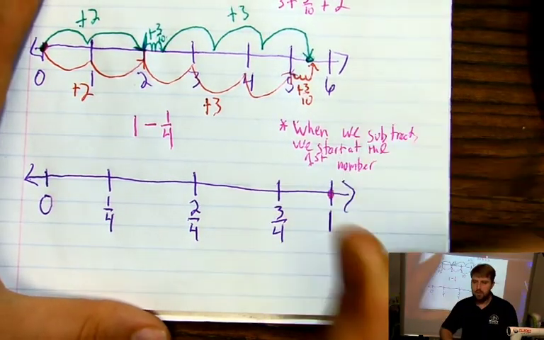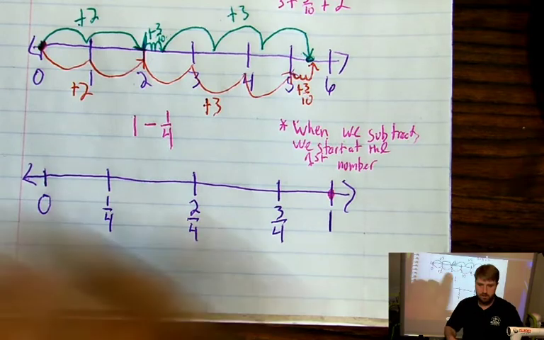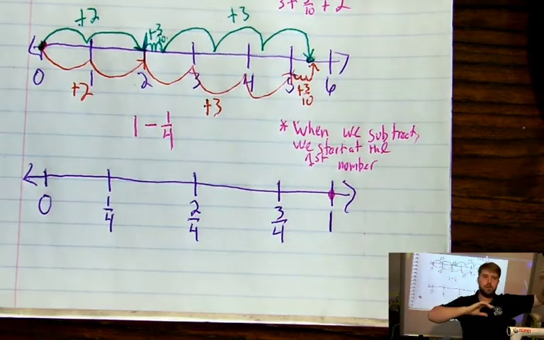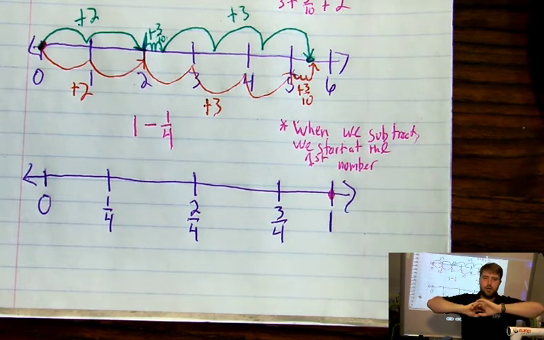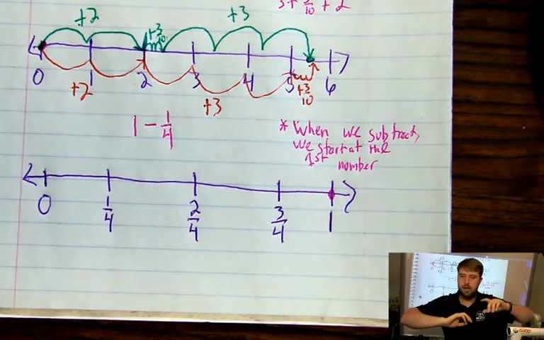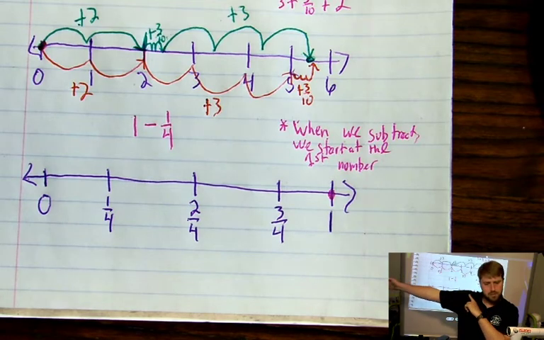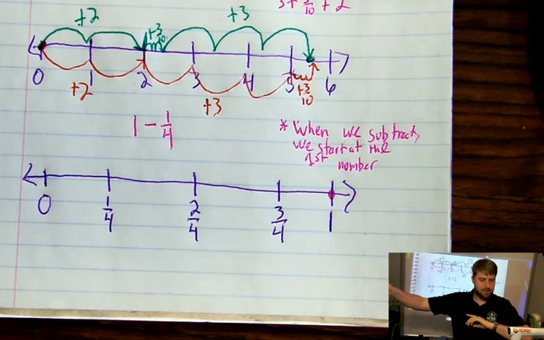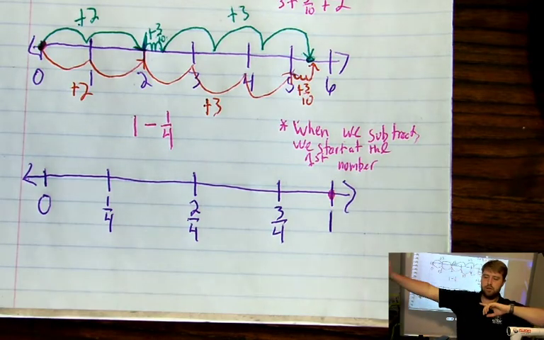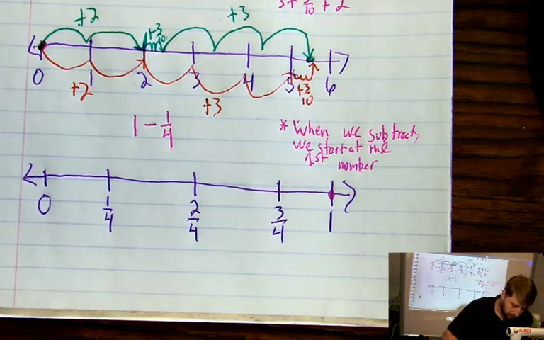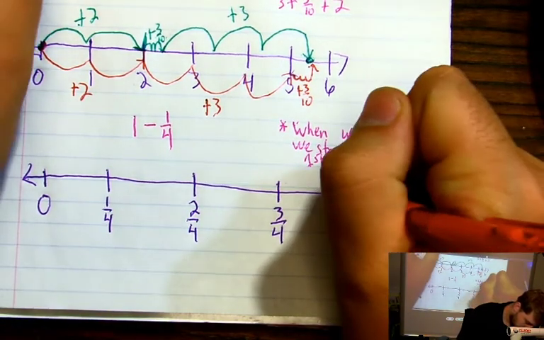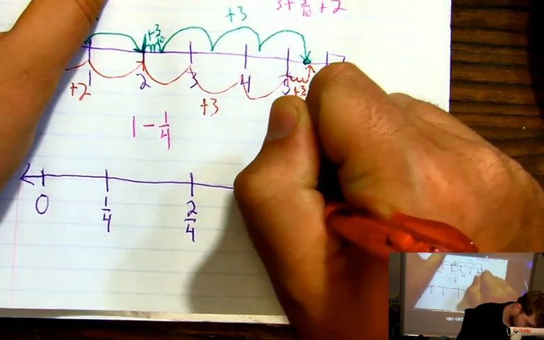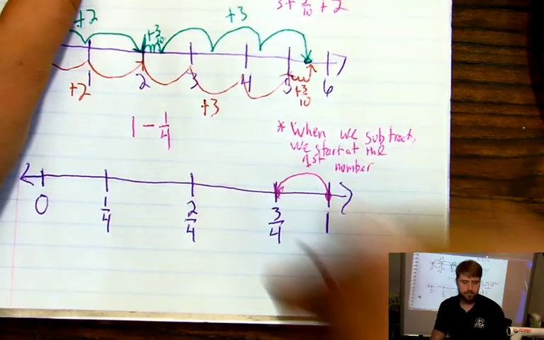Now we notice when we were adding, like take a look at this one, this problem that we just did, we always move to the right. But subtracting is the opposite of adding, so if we were moving to the right when we were adding, we must move to the left when we're subtracting? Yeah, because that's the opposite. So we start at 1, we have to go backwards 1 quarter. So we're just going to go 1 quarter back, and we get right there, and where do we land? 3 quarters.